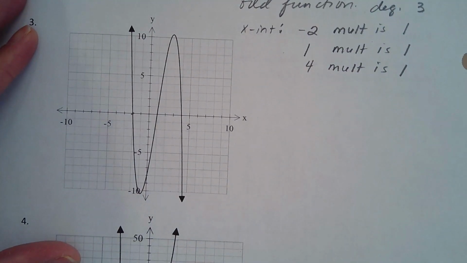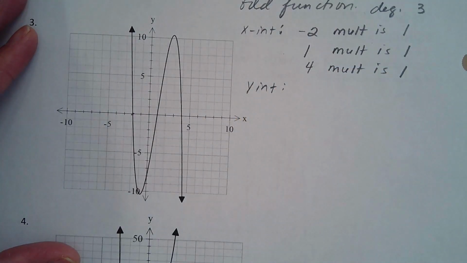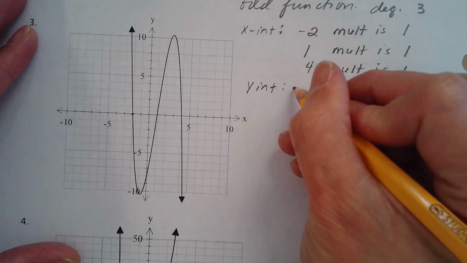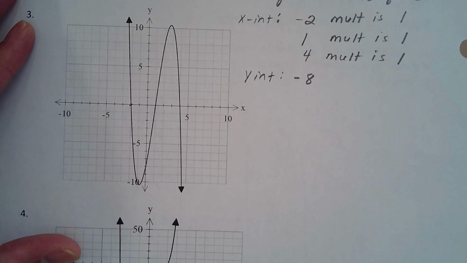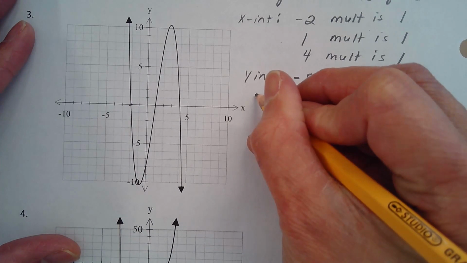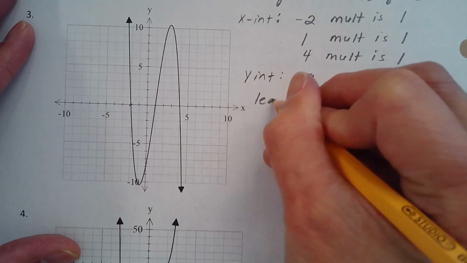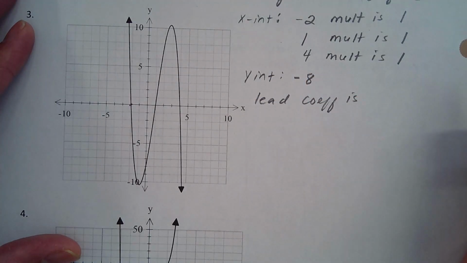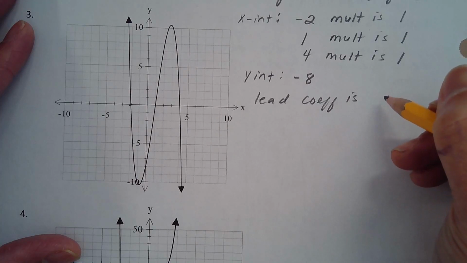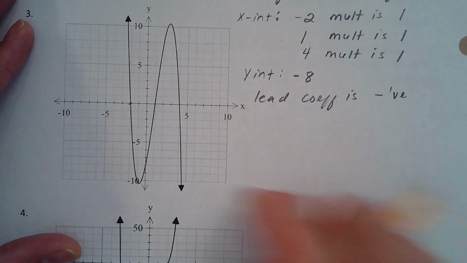Okay. Now, what else do you know? The y-intercept is? Minus 8. Negative 8. Okay. And that's it. What do you think your lead coefficient is? Is it positive or negative? Okay, lead coefficient is? Negative. Okay, negative. So it falls down.